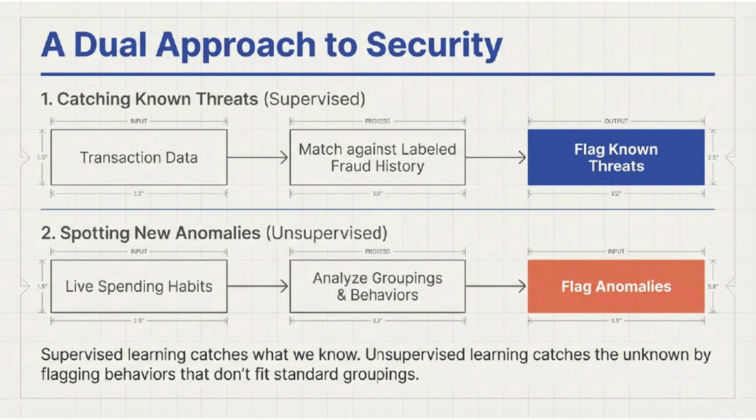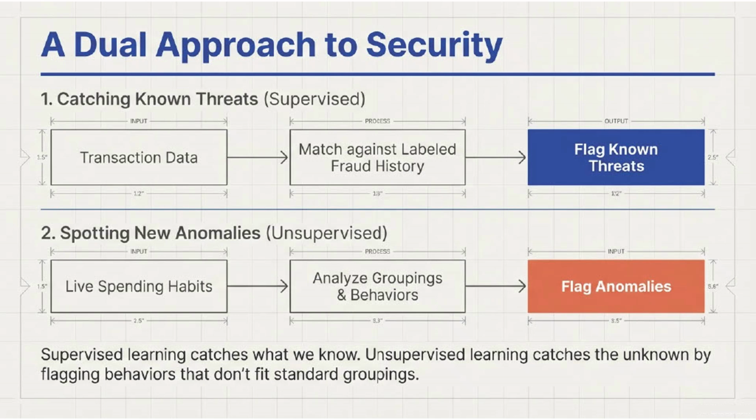You match it against a labeled fraud history. So we know what a stolen credit card behavior looked like last year. Right. If a transaction looks like that, the output is flag known threat. Easy enough. But then layer 2 is spotting new anomalies using unsupervised learning. And this is vital. Because what if the fraudster invents a brand new scam today? There's no labeled history for it.